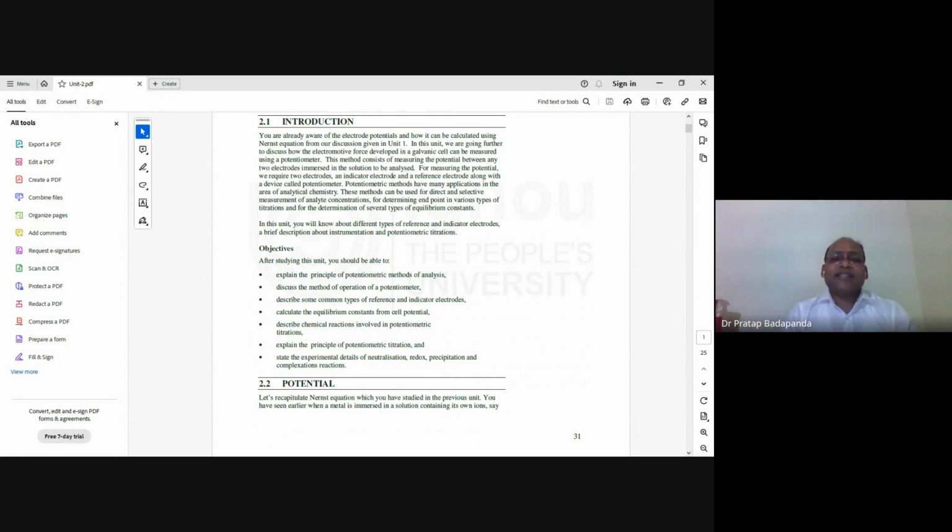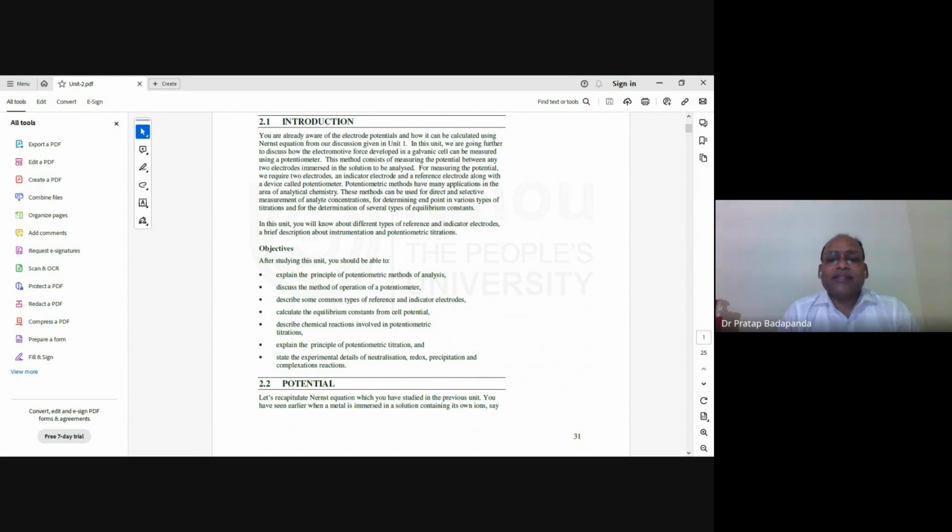Third, describe some common types of reference and indicator electrodes. Which reference electrode is used with which indicator electrode, right? That is an important thing. You cannot make it cross. Fourth, calculate the equilibrium constant from the cell potential. How will you calculate the value? That is the numerical area, your calculation part.